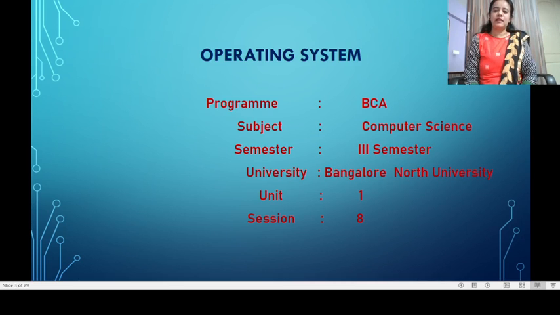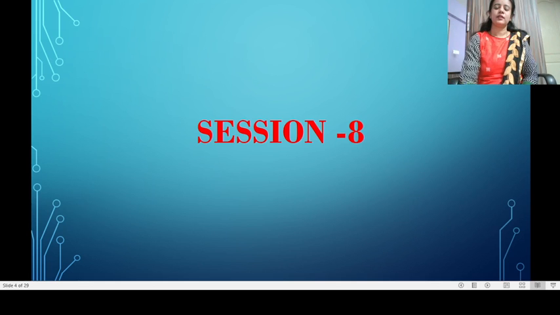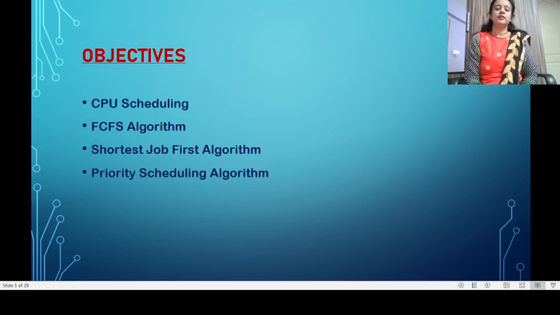Operating System is a syllabus for BCA 3rd semester for Bangalore North University. Today we will discuss session 8. Today's objectives are CPU scheduling.